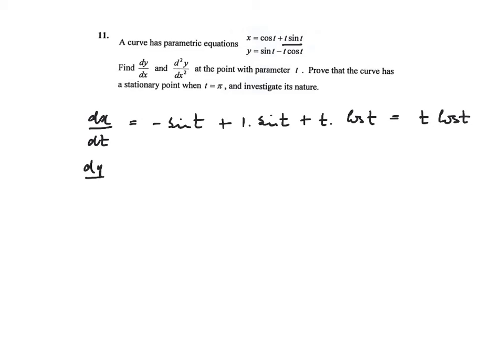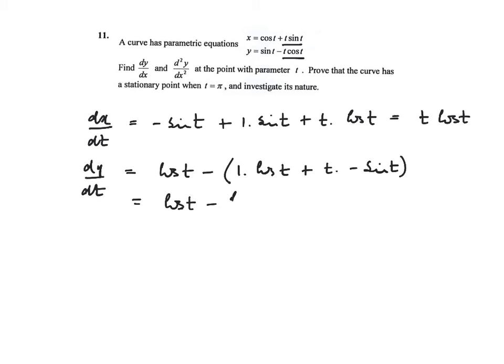Dy by dt, so sine t gives us cos t. Now this here is a product, so I'm going to put the minus there and then I'll have a bracket. So differentiate the first, leave the second, and leave the first and differentiate the second. Now that's cos of t minus cos of t plus t sine t, which is t sine t.